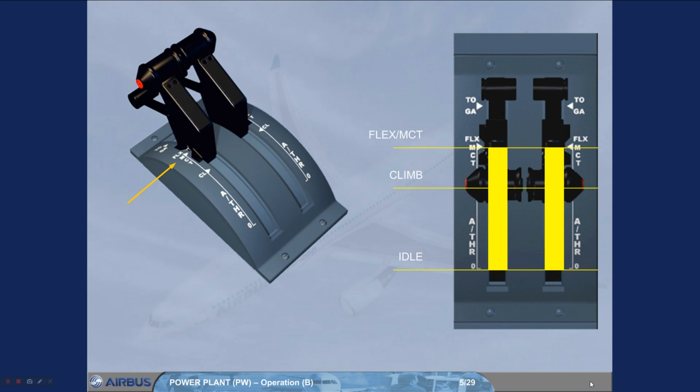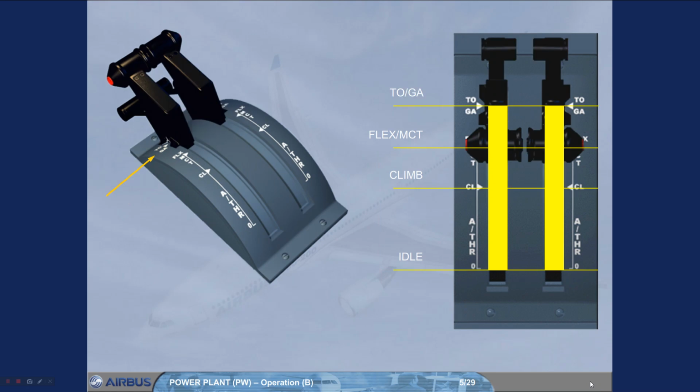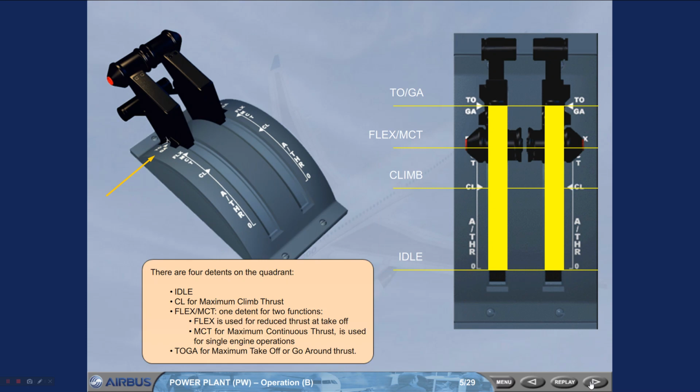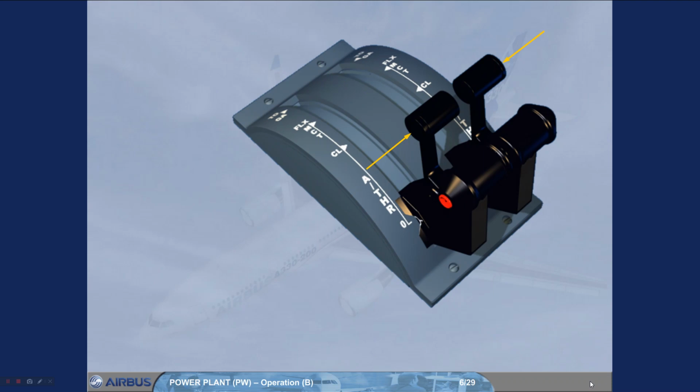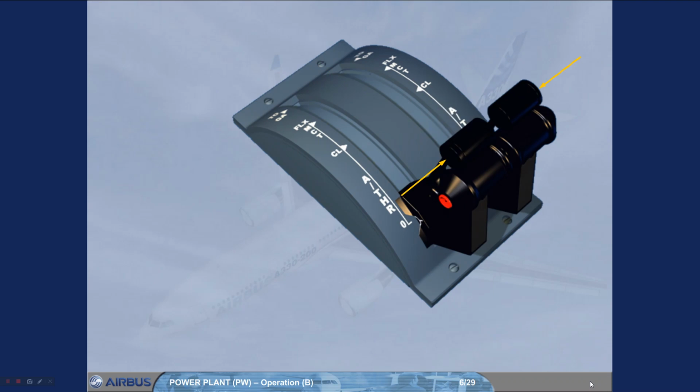Flex is used for reduced thrust at takeoff. MCT, for maximum continuous thrust, is used for single engine operations. Takeoff go-around, for maximum takeoff or go-around thrust. Reversers are controlled using these 2 levers. Idle is the first position, and maximum reverse is the second.